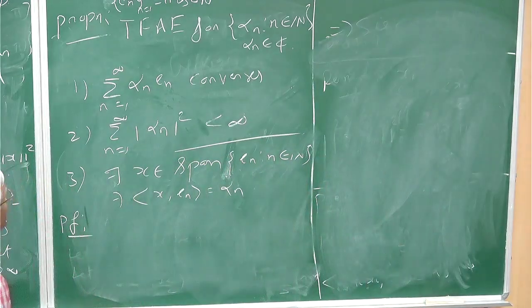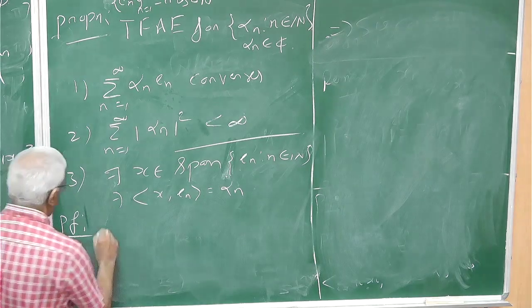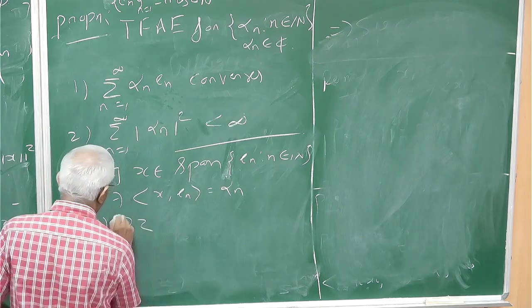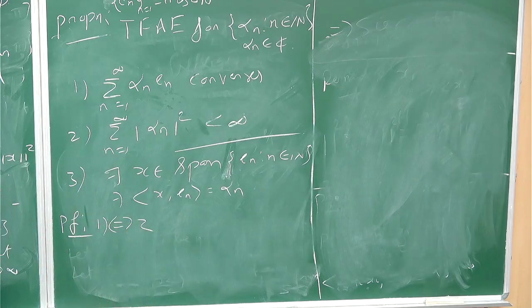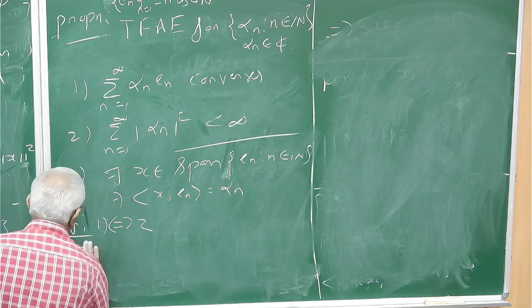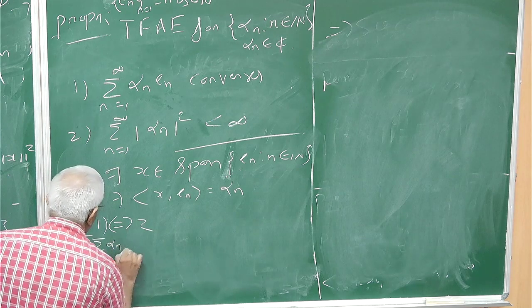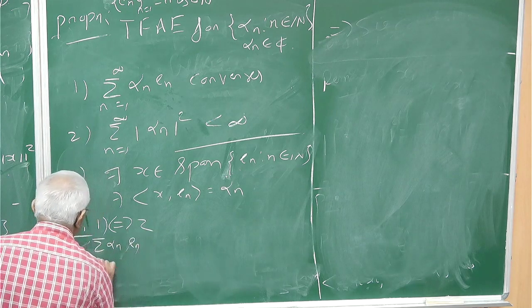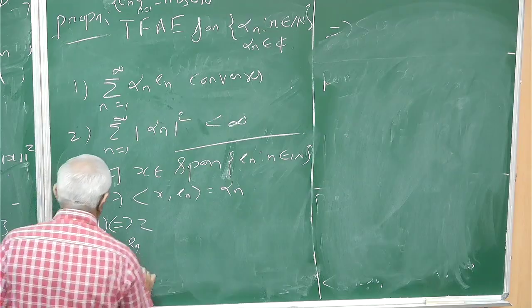Proof. Summation alpha_n e_n converges. So 1 implies 2; 1 is equivalent to 2. You will prove 1 is equivalent to 2. Summation alpha_n e_n, n equal to 1 to infinity, converges.